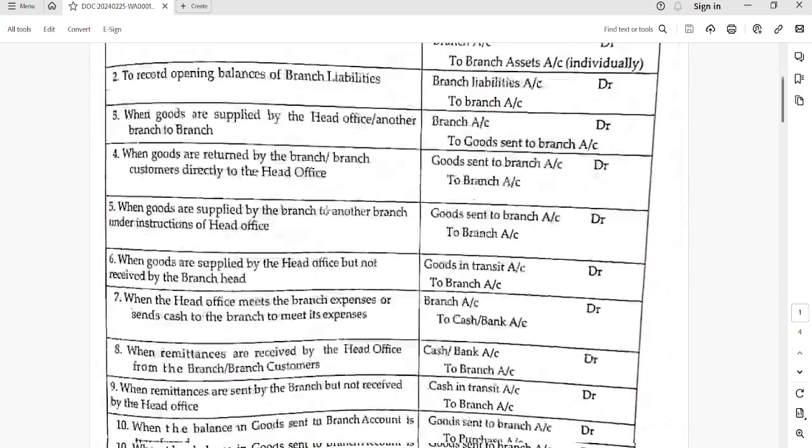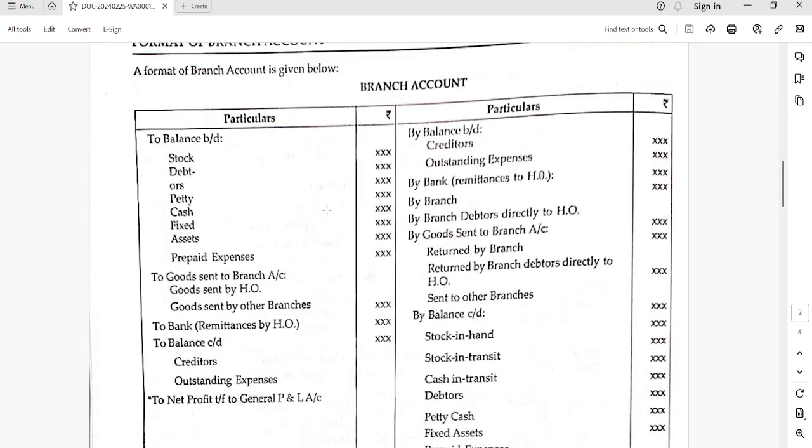Take one page, leave it for one page, and then see what extra is given here. The extra thing is given on the left hand side: goods returned by branch debtors directly to HO. Normally, debtors can return the goods to the branch, and then it will be recorded in the branch debtors account. But what happens if branch debtors directly return the goods to the HO? That is the question. When any goods are directly returned by the branch debtors to HO, there will be a transaction by branch debtors directly to HO. This comes under goods sent to branch, returns by branch, returns by branch debtors directly to HO.